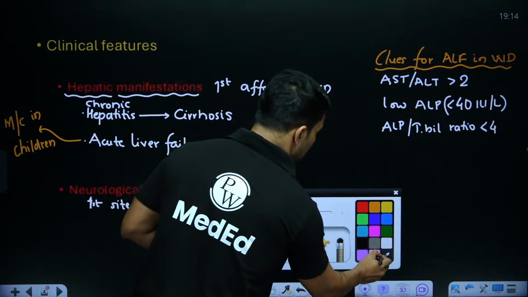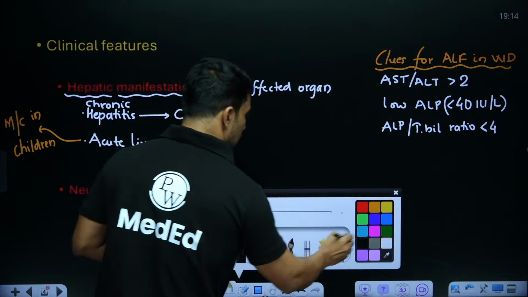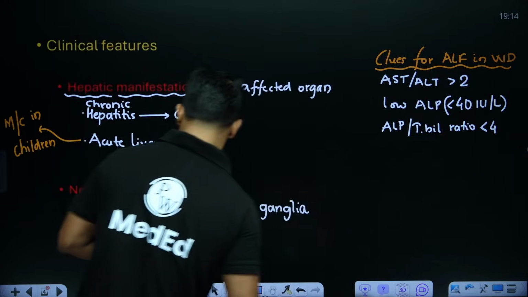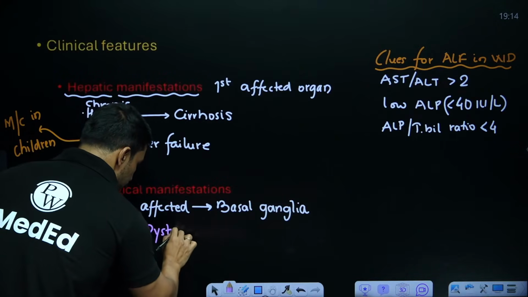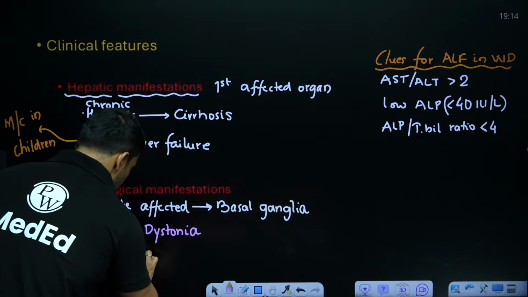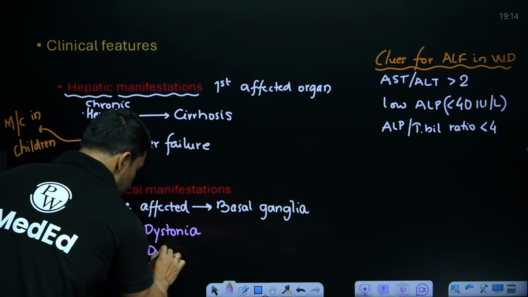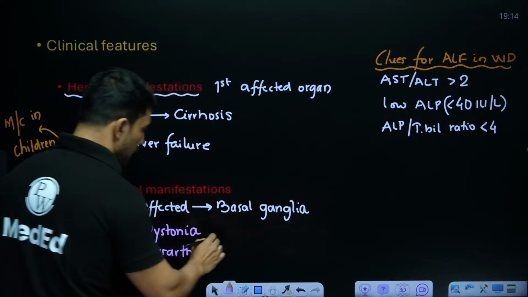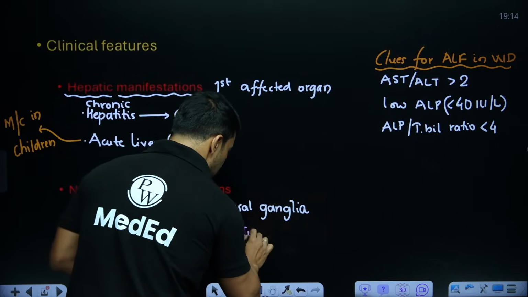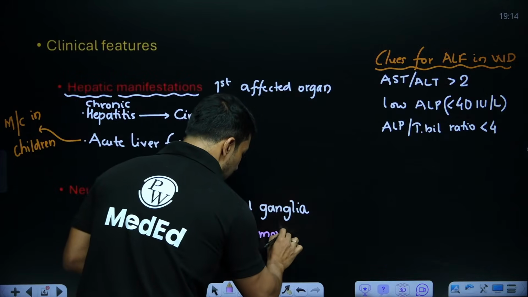Once there is basal ganglia involvement, you start noticing that the patients develop dystonia. They can have dysarthria as well, slurring of speech. They can have tremors, and they may have Parkinsonism.